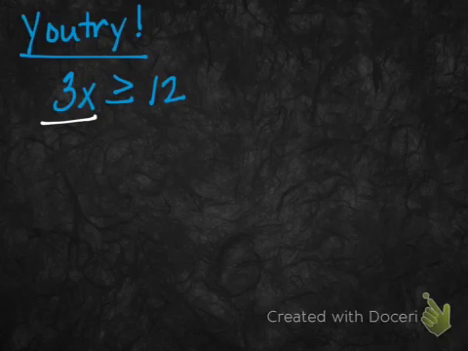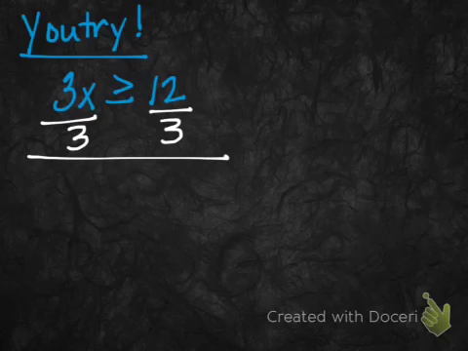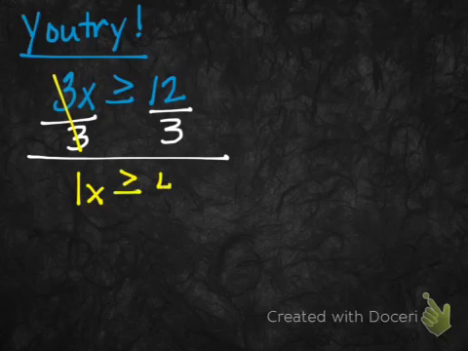This is like what we're doing later in the week. 3 times x is greater than or equal to 12. So we want to undo the multiplying. What's the opposite of multiplying? Divide. So we're going to divide by 3 on both sides. Draw your line. 3 divided by 3 on the left cancels. I'll get x greater than or equal to 4. So x has to be greater than or equal to 4.